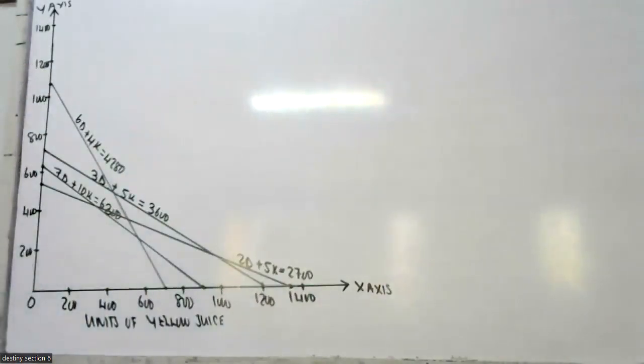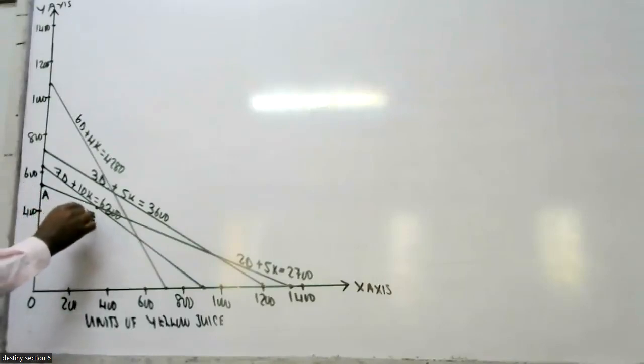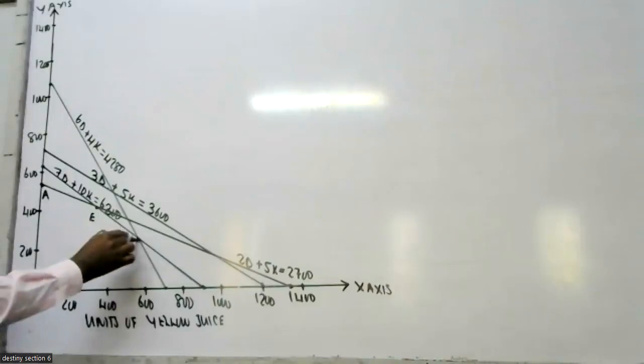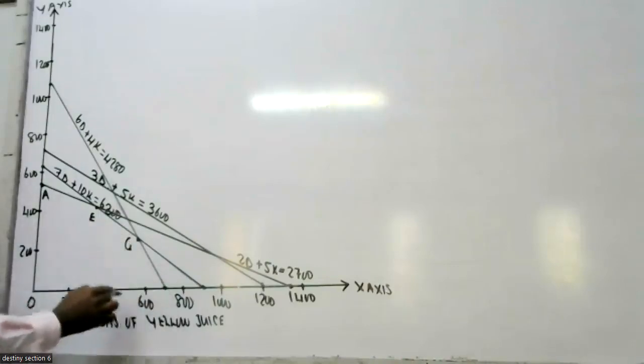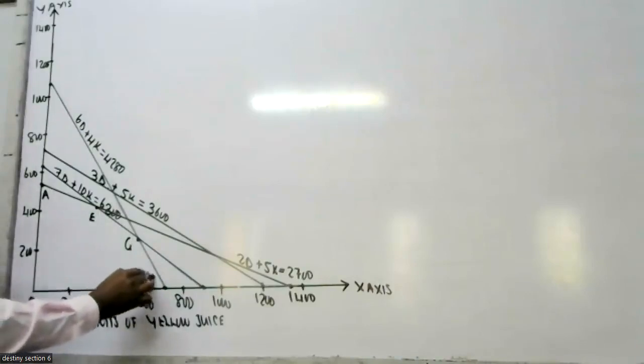When you have done that, I want us to label this. This one I want us to label, you call this one A. This one you call it E. This one you call it G. And this one you call it M.